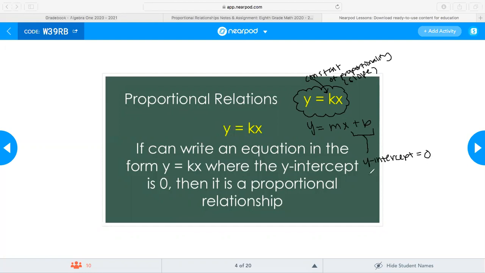This is key fact number 2 about proportional relationships. The y-intercept equals 0. That's important. I would circle that, underline that, bold that. For a proportional relationship, the y-intercept is always 0. So what we're looking at today is for a graph, a table, and word problems if they are proportional relationships based on this fact.